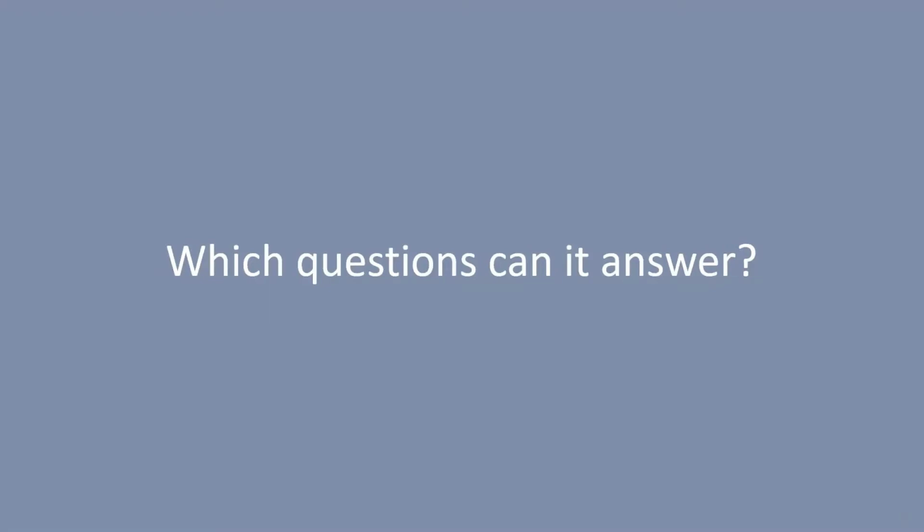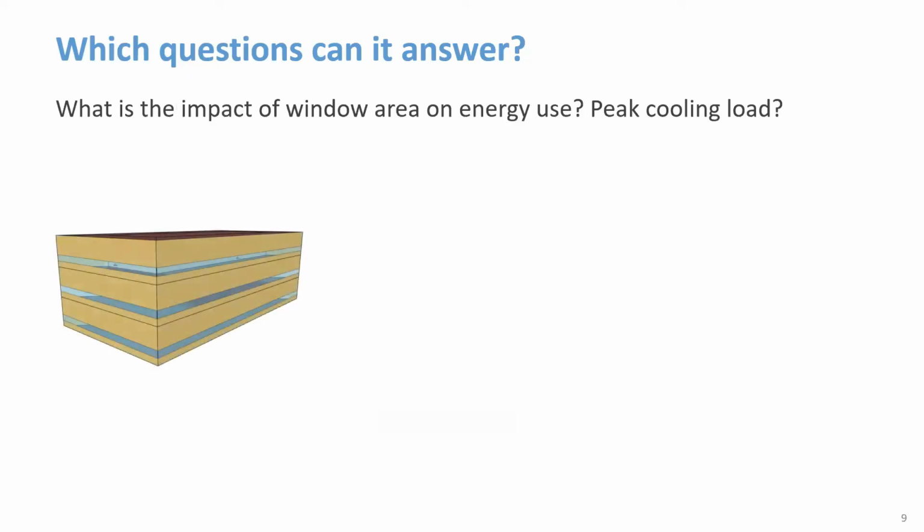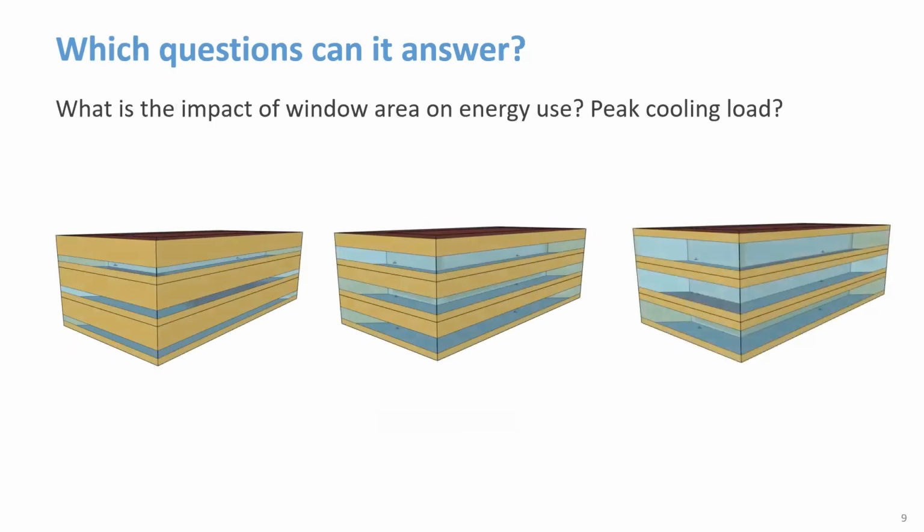So let's look at a few examples of design questions that might be addressed with a simple box model. What is the impact of window area on energy use or on peak cooling load? So fenestration design is certainly a fundamental design decision. And since simple box modeling can be very quick, it can provide feedback early, while the design concept is still being developed.